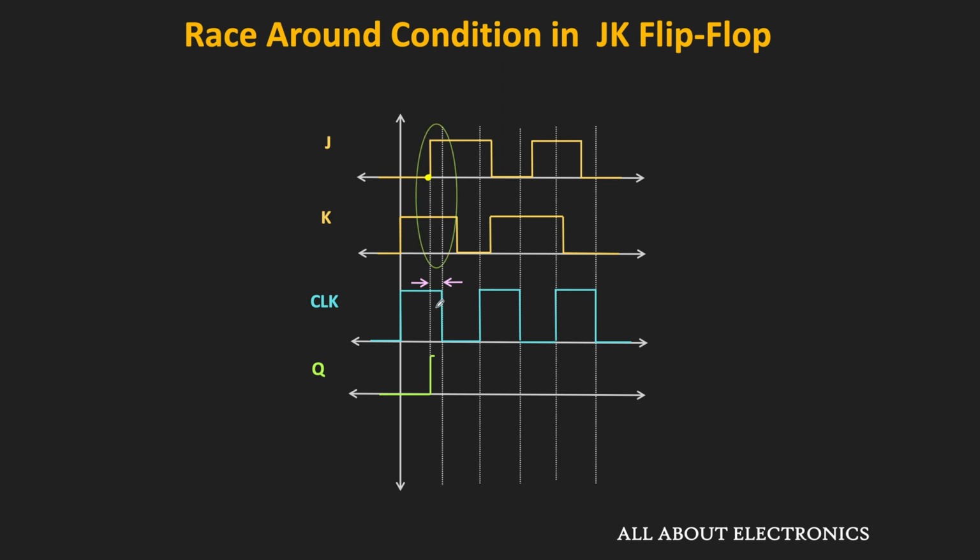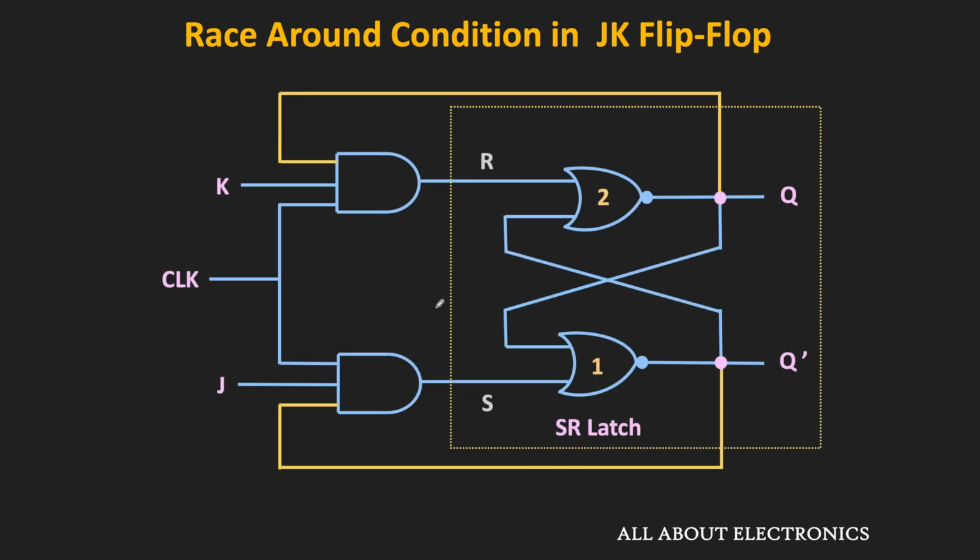So let us zoom into this portion and see what is the output of the level triggered flip-flop when both J and K inputs are high and the clock signal is also high. Since it is a level triggered flip-flop, during this entire 1 microsecond, this clock signal will remain high. And at the same time, both J and K inputs are also high. As you know, when both J and K inputs are high, the output of the flip-flop will toggle. So initially, since this Q is 0, in the next state, it will become 1.